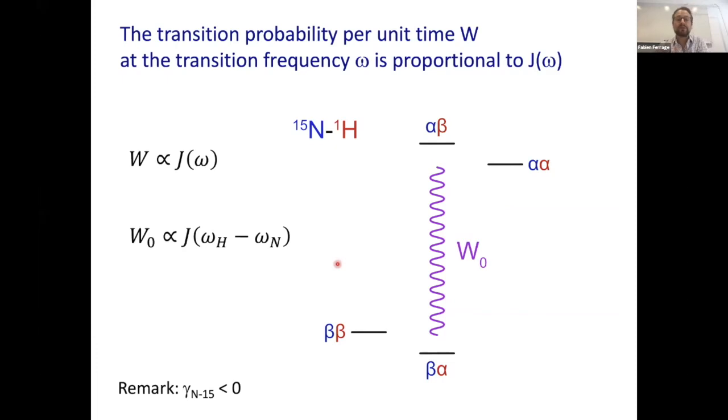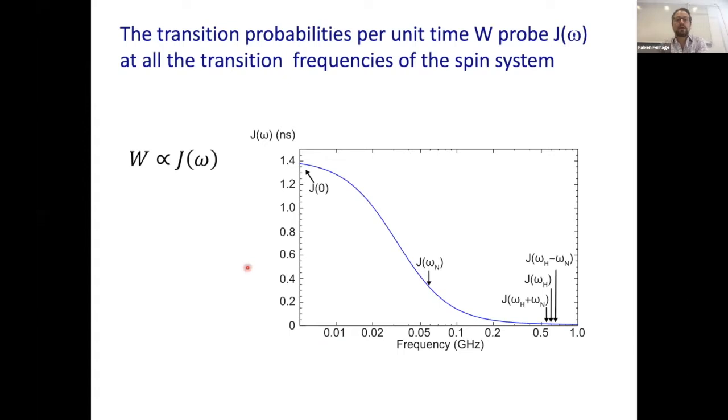So now by measuring different relaxation rates in our spin system, we will be able to probe the spectral density function at the eigenfrequencies of the spin system. Okay, and so what are these eigenfrequencies? If we are looking at a system that is one nitrogen-15, one proton, we'll have 0, the Larmor frequency of nitrogen, and the set of frequencies that are around the Larmor frequency of the proton.